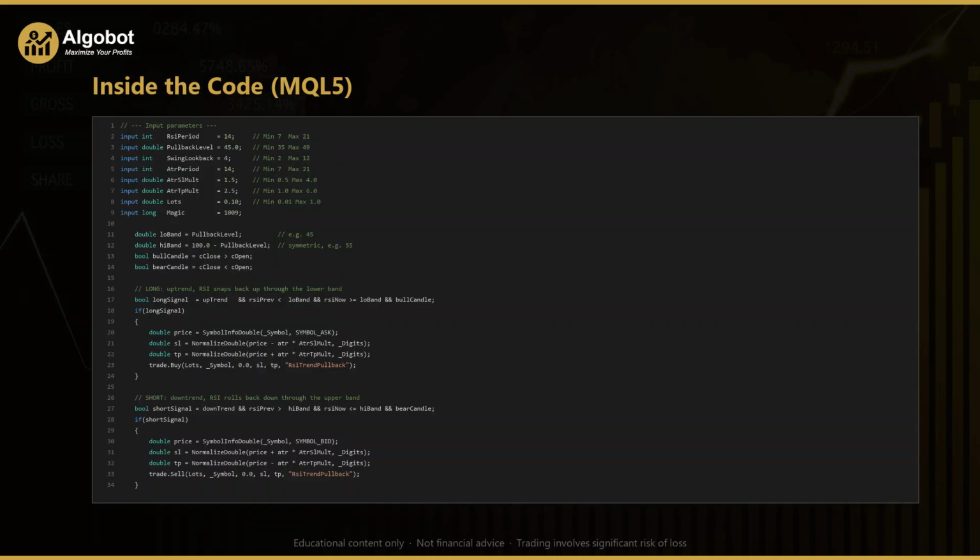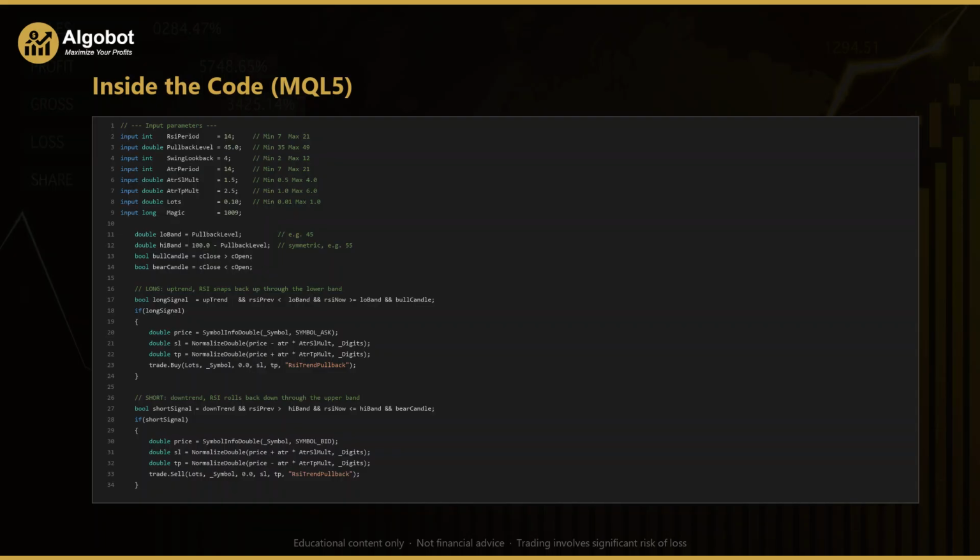Now look at the long block. The Boolean called long signal is true only when uptrend is true. The previous RSI was below the lower band. The current RSI is at or above it, and the candle is bullish. When that's the case, the code reads the ask price, sets the stop 1.5 ATR below it and the target 2.5 ATR above it, and calls trade.buy with those levels.